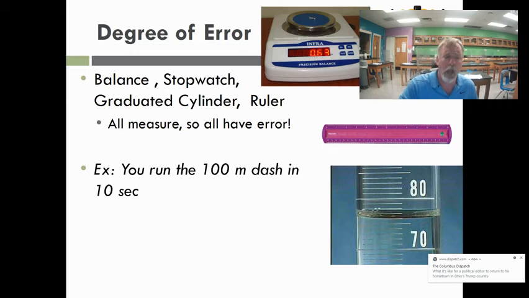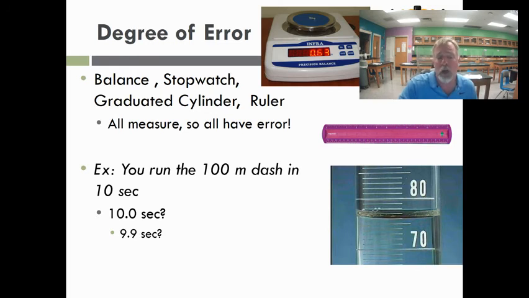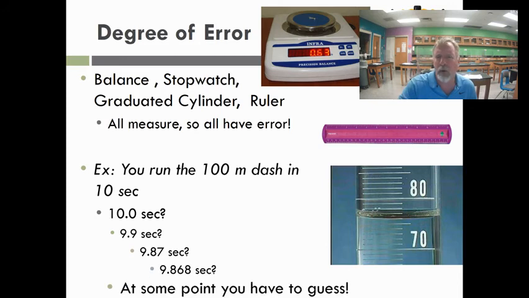Well, okay, 10 seconds, that's in the ballpark. But should we say 10.0 seconds? I'll talk to you Monday about what the difference is between 10 and 10.0. Would we say we ran it in 9.9 seconds? Well, our stopwatch could tell you 9.9, that tenth of a second. How about 9.87 seconds? Again, yeah, our stopwatch could tell you 9.87 seconds there. But could our stopwatch tell us 9.868? No, it doesn't have that level of precision, right?